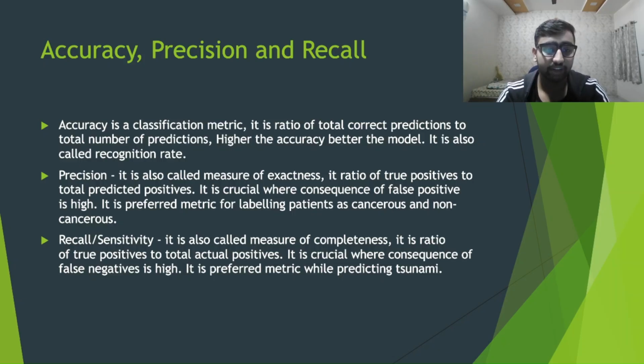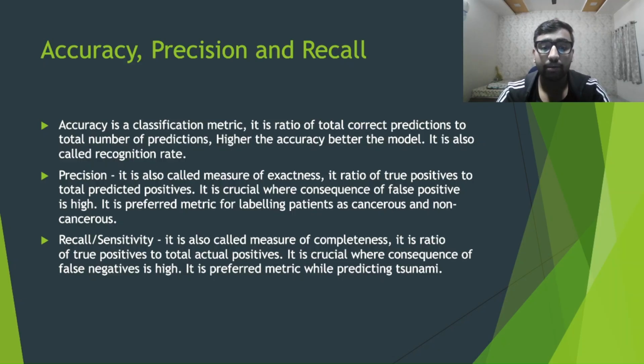Recall, or sensitivity, is also called the measure of completeness. It is the ratio of true positives to total actual positives. It is crucial where the consequence of a false negative is high. It is the preferred metric while predicting a tsunami. So again, while precision focuses upon false positives, recall or sensitivity focuses on the consequence of false negatives.